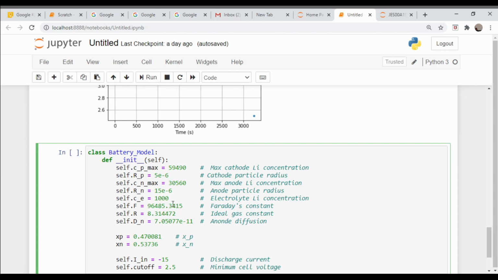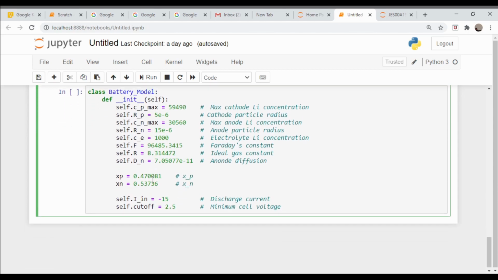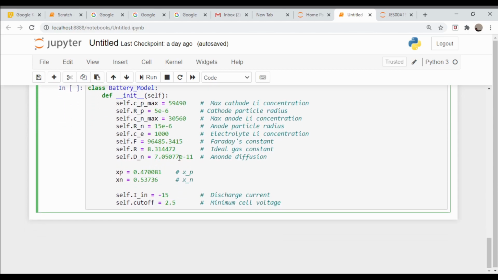And the reason I'm not going to fit this, originally when I planned out this video, I was going to fit this as well, but it turns out it's not very sensitive to that, so it just kind of gives quasi-random values for this. So I just wanted to hard-code it in here. These are the initial lithium concentration at each of the electrodes, cathode and anode respectively. I don't know if we're going to use them, but I copied them in anyways.